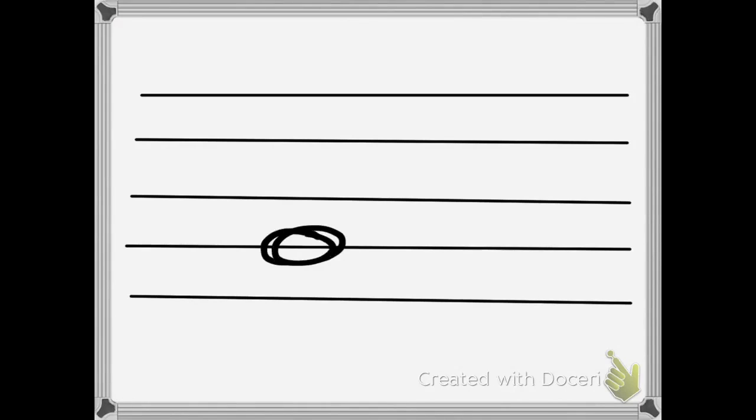The music staff is made up of 5 lines, and since we have 5 lines, we also happen to have 4 spaces in between those lines. And a note can rest either on a line, which is when you have a line going right through it, or in a space, which is when it's between 2 lines and there isn't a line going through it.